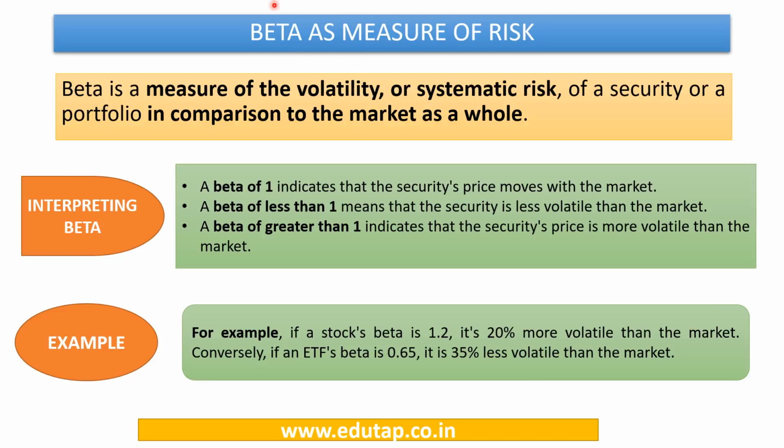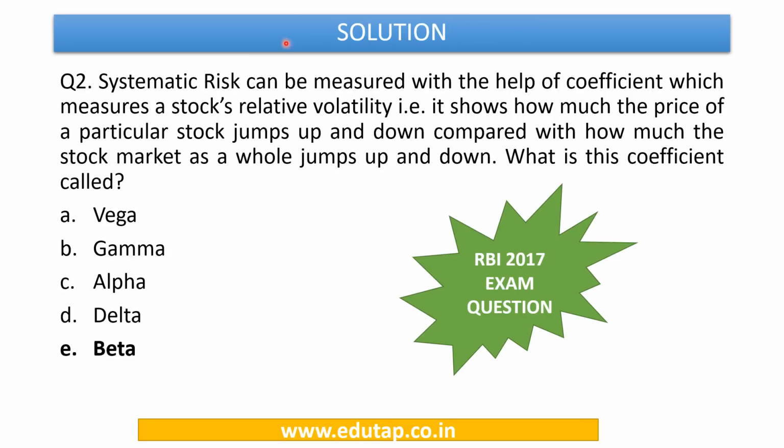This is very important, and a question can again be asked on any aspect related to this beta coefficient. So now we can easily answer this question: the systematic risk is measured through a coefficient, and that coefficient talks about the movement in the price of that particular stock with the movement in the stock market. So this coefficient is very important and is called beta. So the answer to this one is going to be option number E.